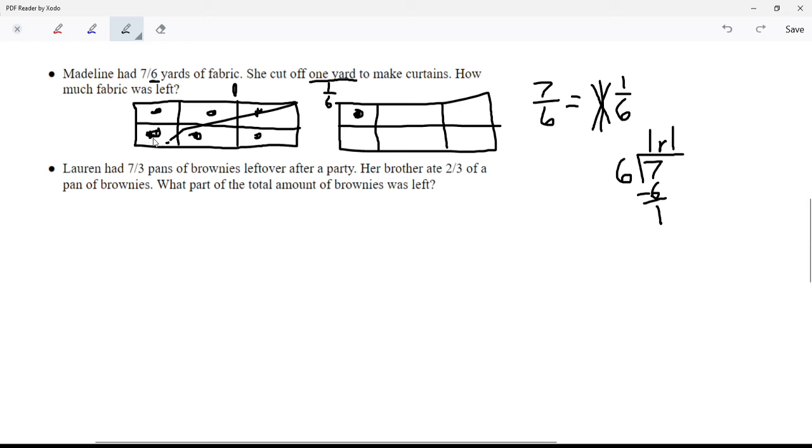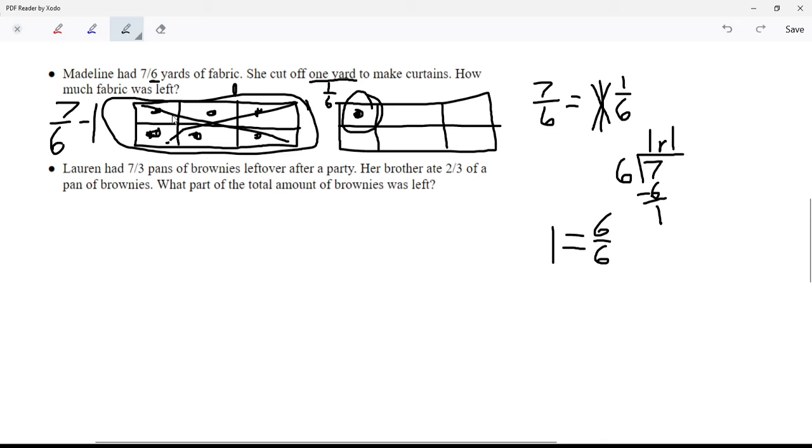And we could do the same in the picture. She cut off 1 yard, okay? And then all that's left is just this 1/6. So 7/6 minus 1, and as we said, 1 just equals 6/6, which we can see here, right? We did a yard, split it into 6 pieces, and then if you have all 6 pieces, that's the whole.